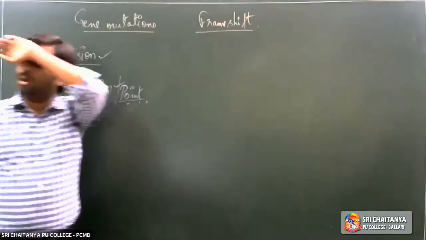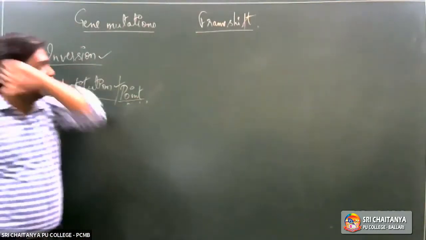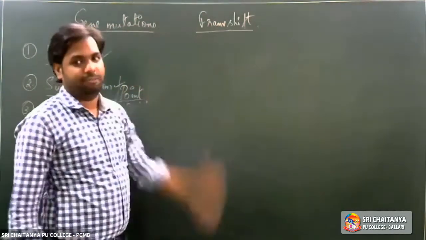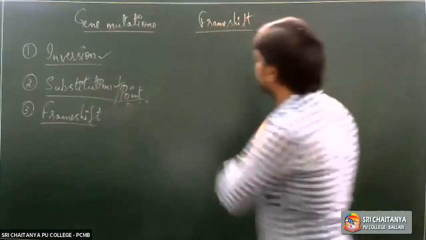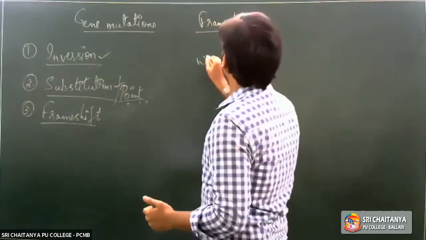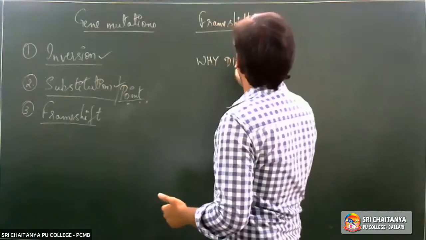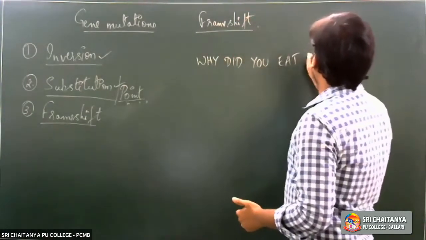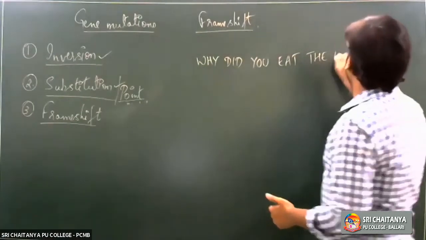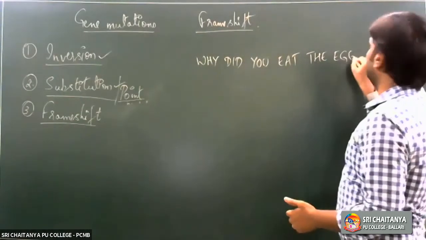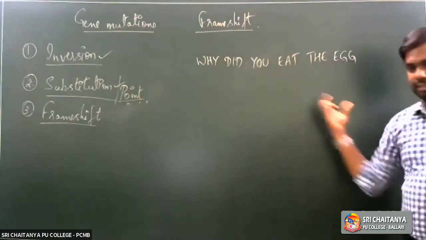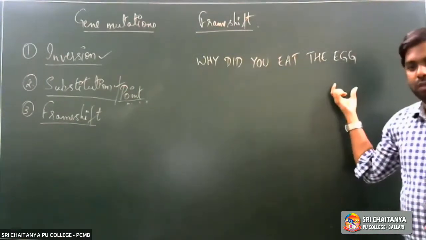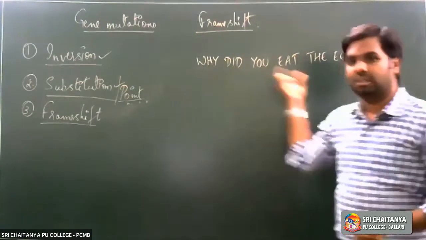To understand what exactly this frame shift mutation is, let us take a simple sentence so that you get a clear picture. The sentence here is: why did you eat the egg? Let us take this as a simple sentence. The reason I chose this is that each word has only three letters, right?